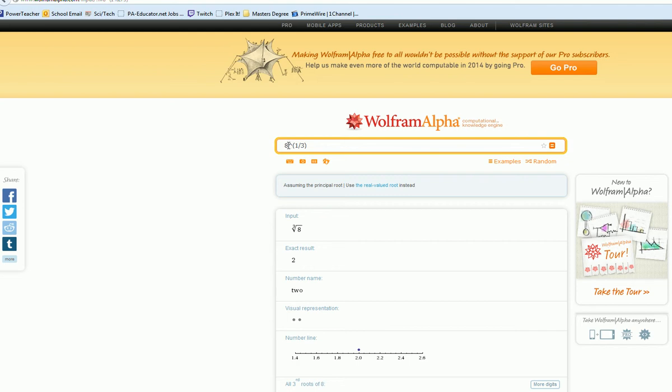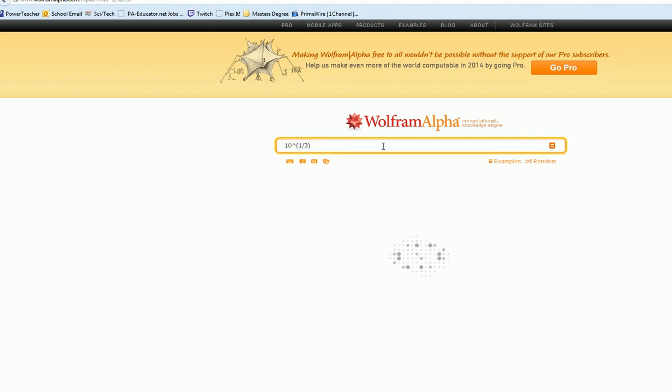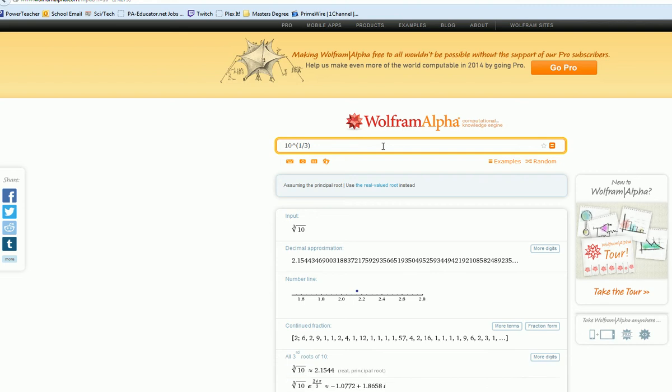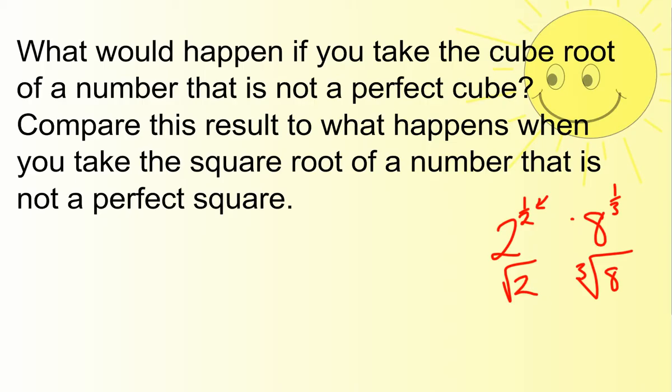But if you type in some number that's not a perfect cube, say, for example, 10, it gives me, holy cow, that's a big, long, ugly number. So you get these huge, ugly numbers if you're taking cube roots of numbers that are not perfect cubes. So you get your irrational numbers again.